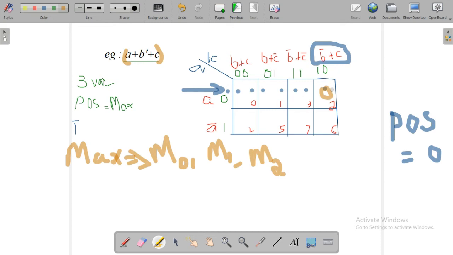So as an example, here for A plus B dash plus C, we have to fill the value 0. And what are the remaining values? Yes, of course it is 1. All the remaining squares or cells we have to fill with 1s. Where the given max term is, there we fill a 0 value. All the rest of the cells we fill with 1s. This is for the POS expression, for the max term.